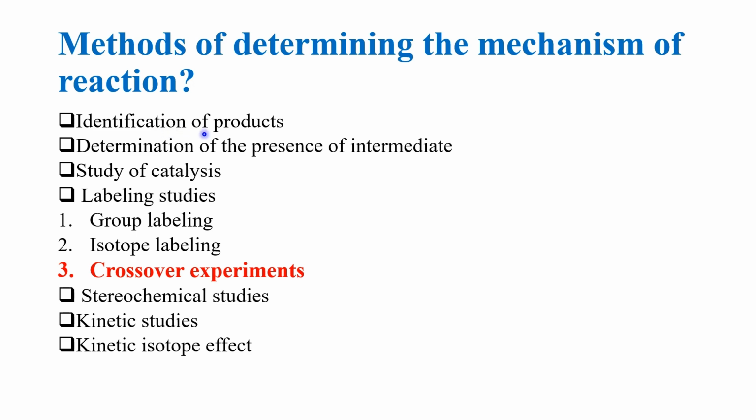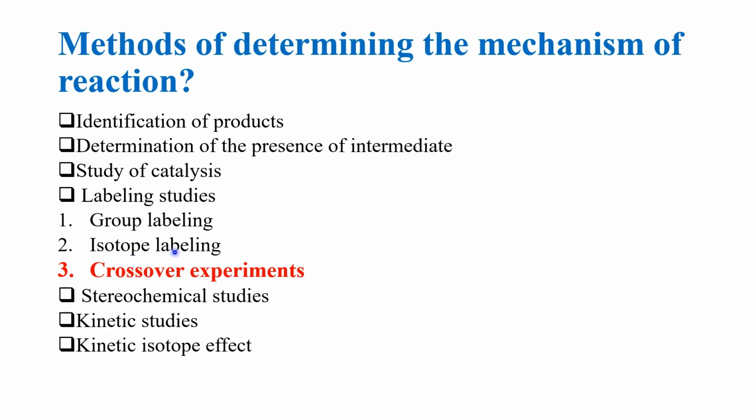If you see the particular products, you can imagine and easily get what mechanism is involved. You can get it from the products. Then determination of the presence of intermediates: if you know the intermediate, you will easily find out the mechanism. Then study of catalysis, which will also give you mechanisms.